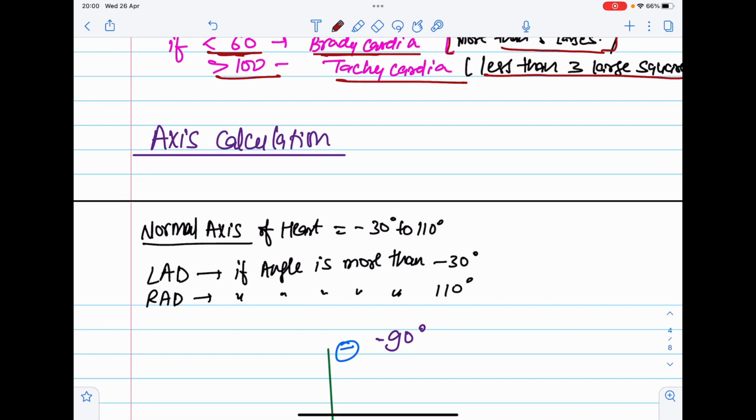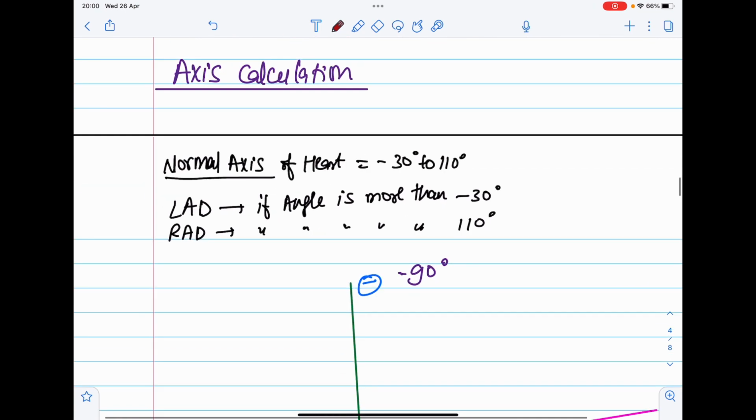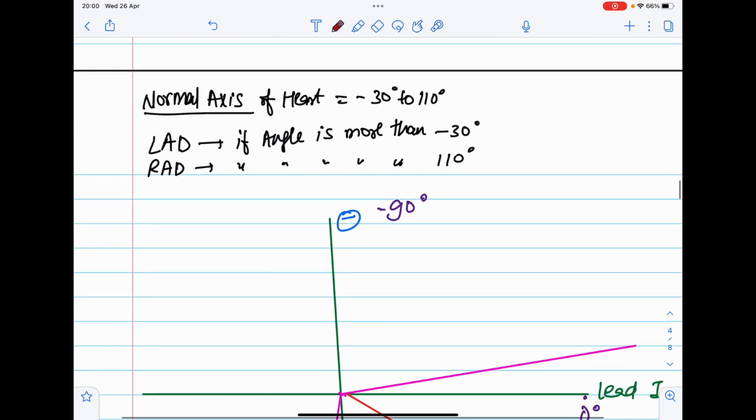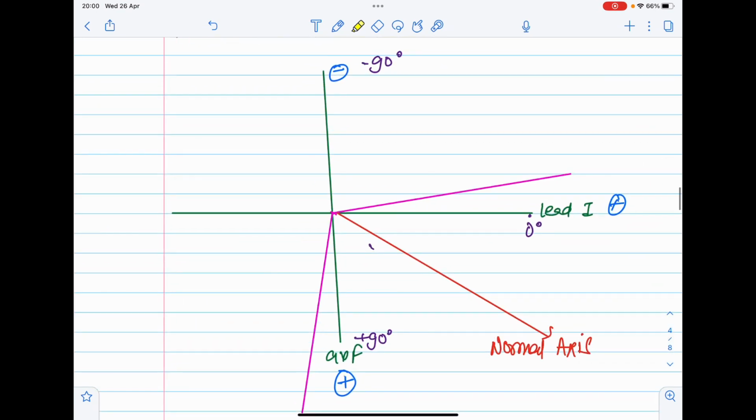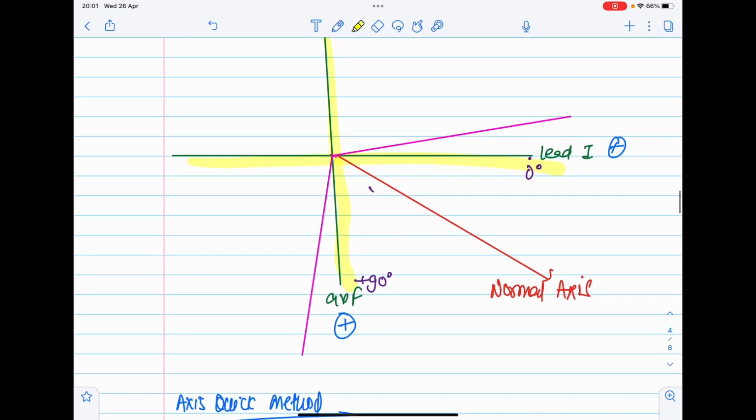After seeing the heart rate, we must see the axis deviation. For this axis, first of all we must know that the normal axis of the heart is between -30 to 110 degrees. In left axis deviation, the angle will be more than -30 degrees. In right axis deviation, the angle will be more than 110. How to see this? First we will make this graph, and here you can see this one is lead one and it is lead AVF.